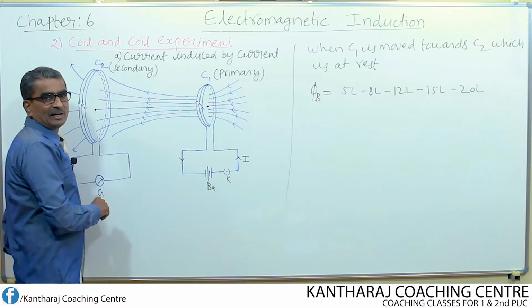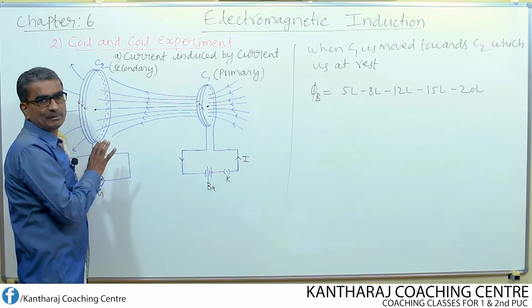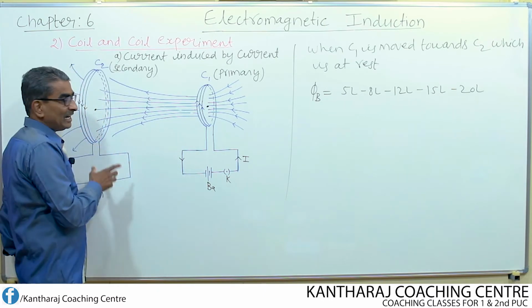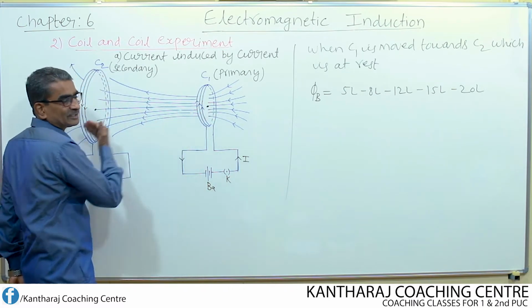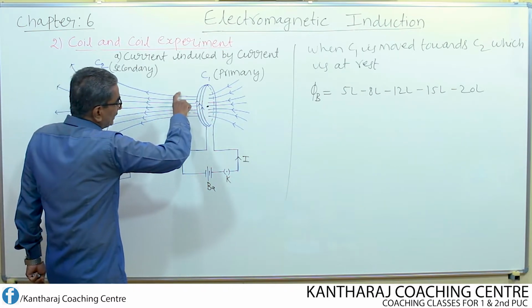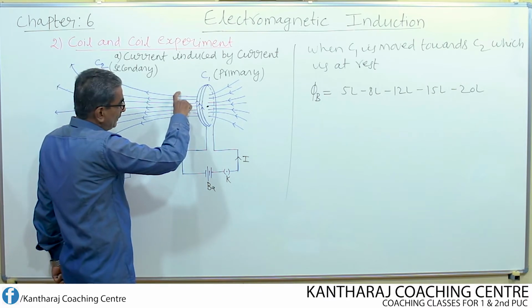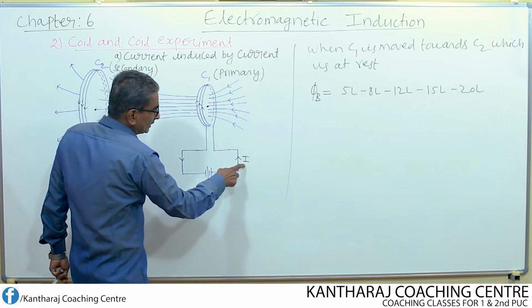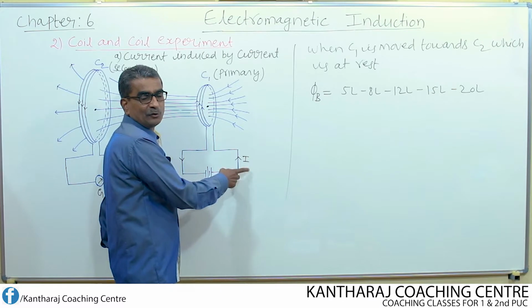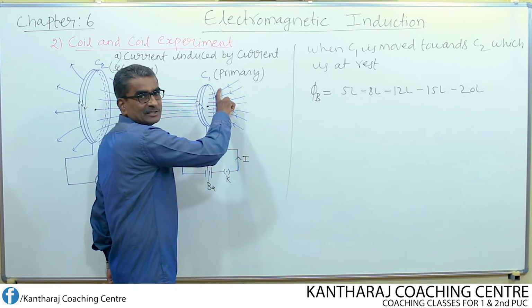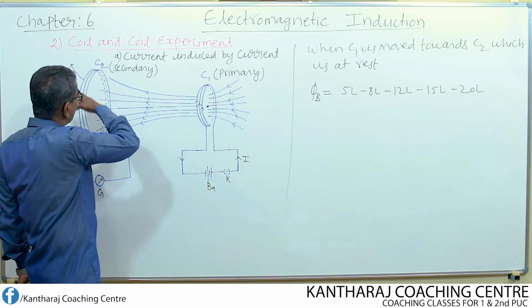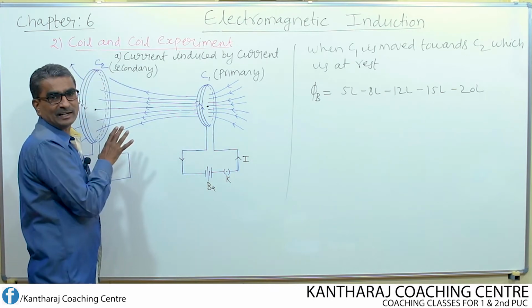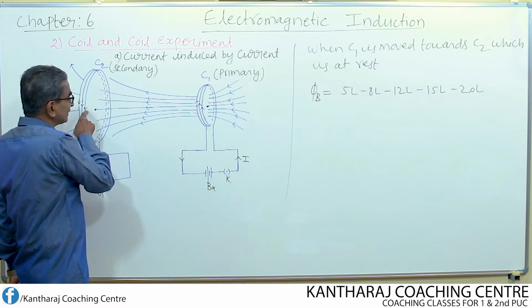According to Lenz's law, the direction of the induced EMF or induced current is such that it always opposes the change that causes it. Here, for the magnetic field to be produced, what is necessary? Current. Flow of current produces the magnetic field. Motion of the coil changes the flux linking with the secondary coil, and that change in flux results in the induced current.